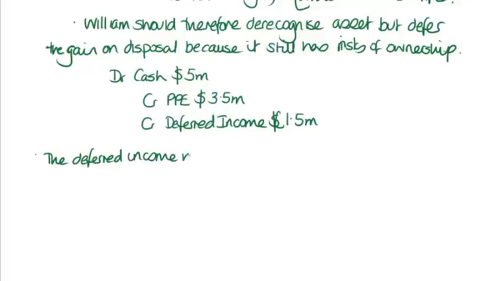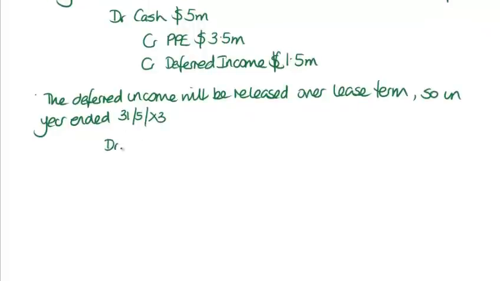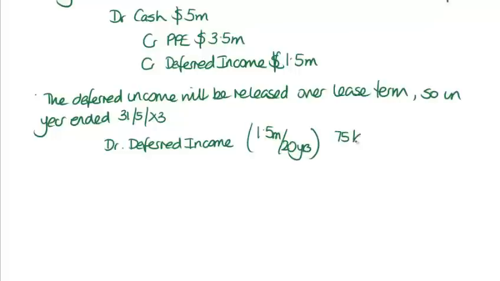The deferred income will be released over the lease term. So in the year ended the 31st of May X3, what are we going to do? Debit deferred income 1.5 million spread over 20 years, £75,000. Credit statement of profit and loss, 75,000.